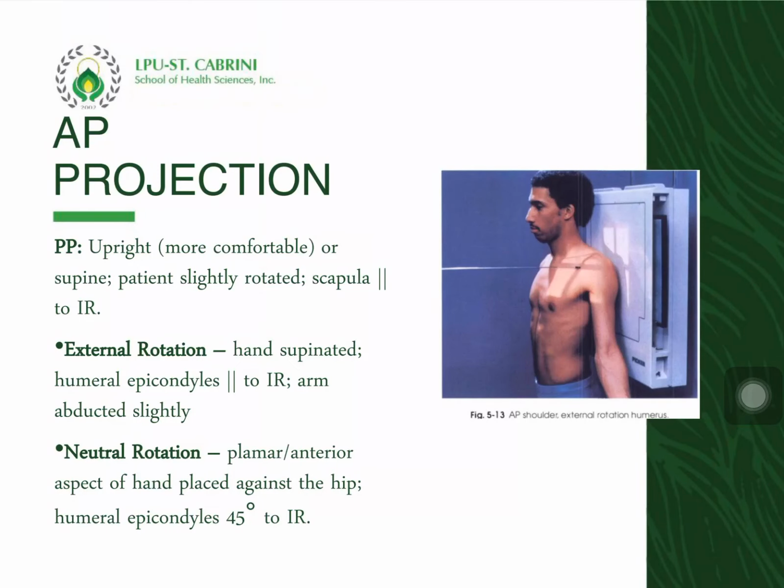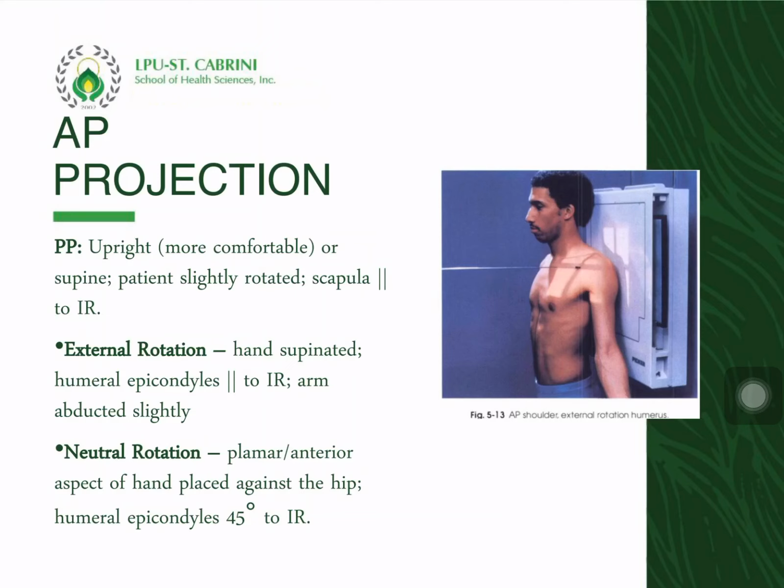Projection of the shoulder could be taken with three different rotations. It is external, neutral, and internal rotation. But before you proceed with rotating the patient's hand, make sure that there's no suspected fracture or dislocation, as it is contraindicated. So for this projection, the patient can be examined in an upright or supine position.